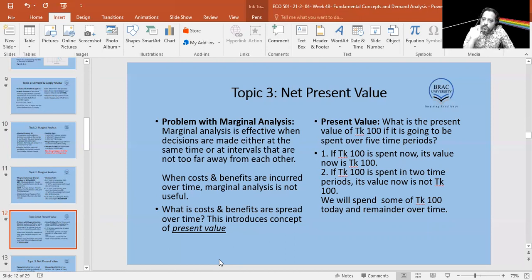Marginal analysis is when we use the time frame as one. So if we have 100 taka in our pocket, it's worth 100 taka because we're going to spend it today. We don't have the concept of tomorrow. If we are going to spread it out over a period of, say, 4 years, then 100 taka is not worth 100 taka. It's worth 25 taka if the discounted rate is the same over each year.